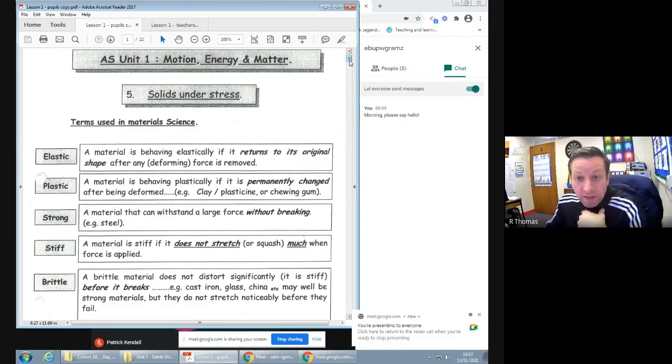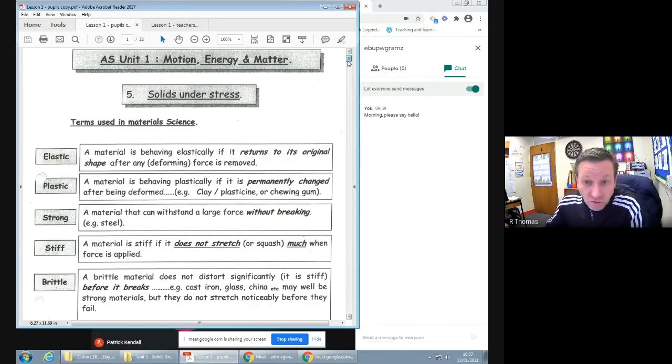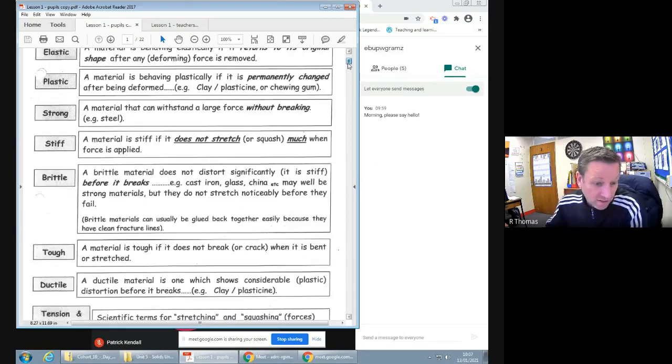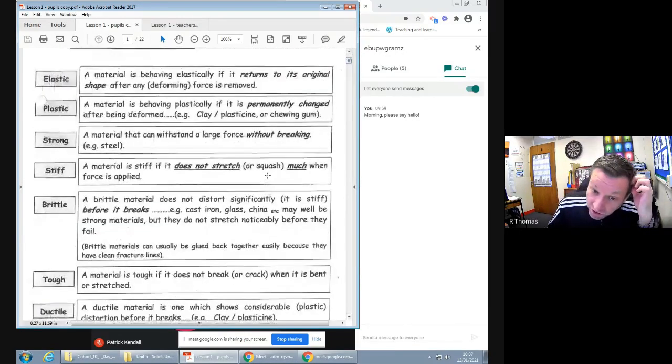So the first page is just some definitions that you need to know off by heart, right? The words elastic, plastic, strong, stiff, brittle, tough, ductile, and tension and compression. Most of them are common sense. I'm not going to read through them verbatim, word for word. You can do that in your own time. But a couple of key things I want to mention.